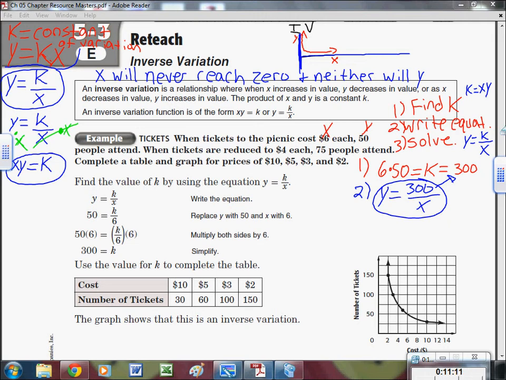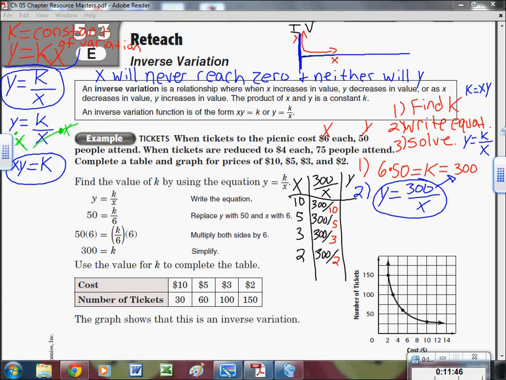Make an input-output table. They gave us the values to use for x. So our x values are going to be $10, $5, $3, and $2. Those are our x values. Our equation is 300 divided by x. That gives us y. So now we just have to solve for each of these. For each of them, you have 300 divided by the numbers. That's 300 divided by 10, 300 divided by 5, 300 divided by 3, 300 divided by 2. They chose nice, pretty numbers for us. That was nice of them.